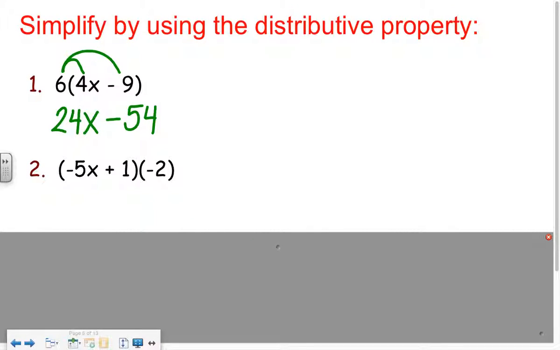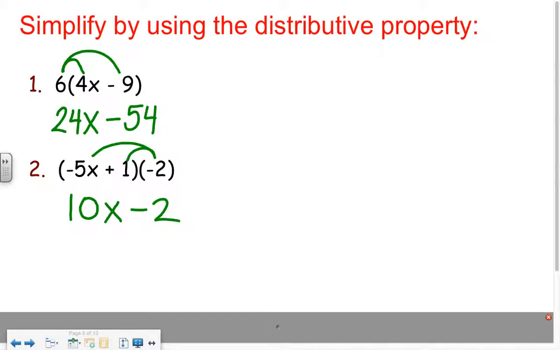Negative 5x plus 1 times a negative 2. Write this one down and solve it. Distribute the negative 2. Negative 2 times negative 5x is positive 10x. Negative 2 times 1 is negative 2. So 10x minus 2 is your answer.